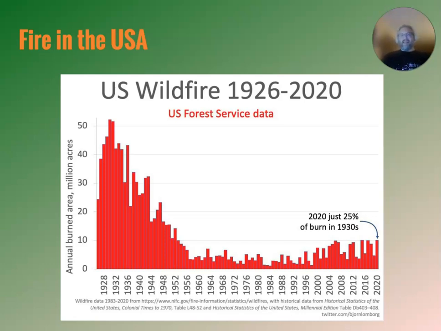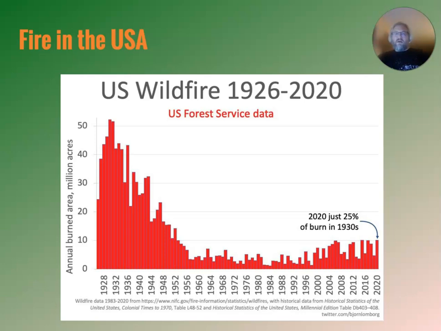So a difference in the data collection strategy, the source of the data, is one thing that's going on here, but it's not the only thing, right? We can certainly see big changes in the area burned even before satellites came on the scene. So another important thing that's happening here is the rise of fire suppression.